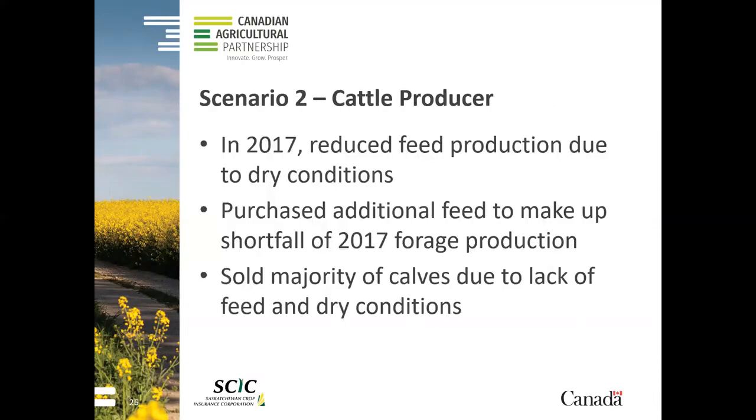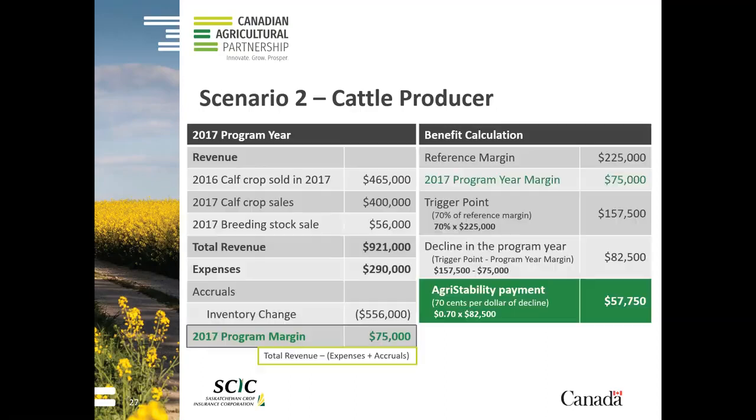So the second producer that we'll look at is a cattle producer. In 2017, they had reduced feed production due to dry conditions. They had to purchase additional feed to make up the shortfall in the 2017 forage production, and they sold the majority of their calves due to the lack of feed and dry conditions.